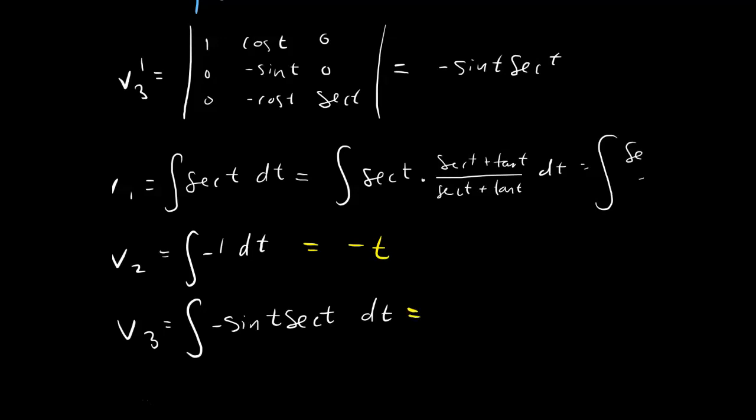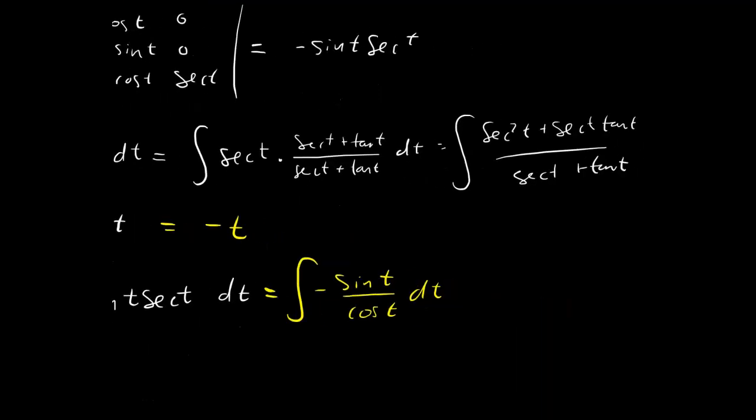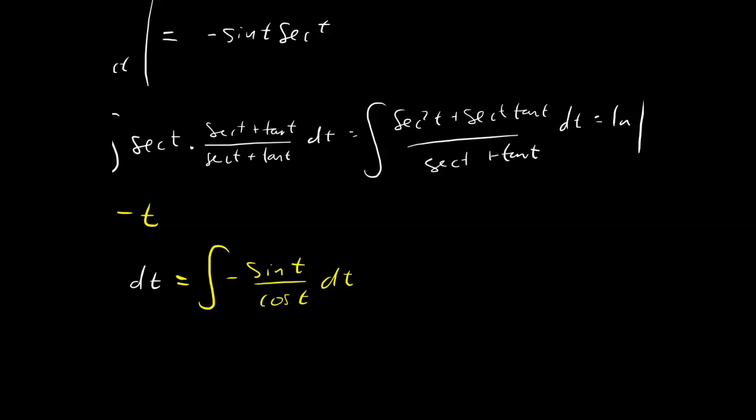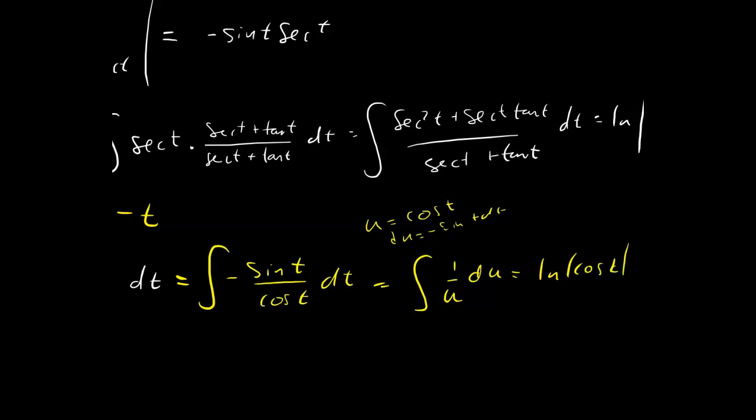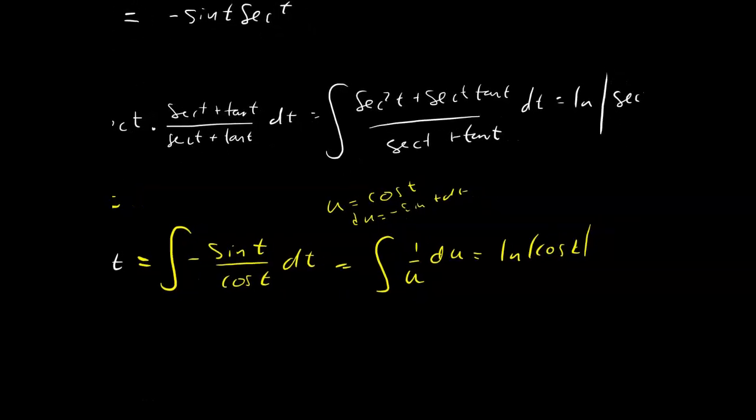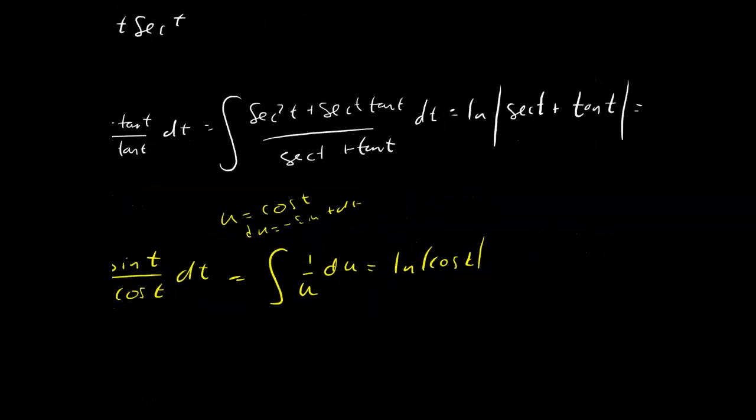And then the last one here, notice I like to rearrange these things in terms of sines and cosines. And that helps me think, oh yeah, if I do a little u sub here, then suddenly, if u is cosine t, then du is negative sine t dt. This just becomes 1 over u du, so this is just the natural log of cosine. So that's my V3.